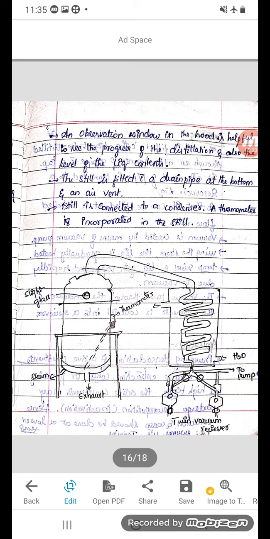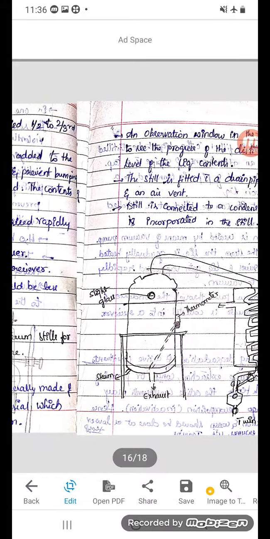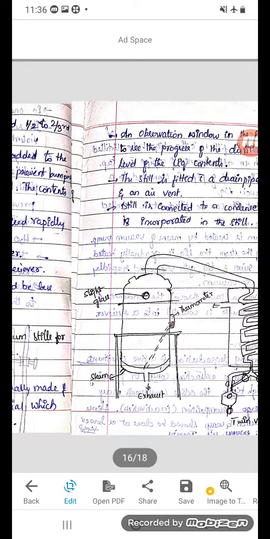It will be connected to the condenser here. The condenser will be like this, with water inlet from this side and outlet from this side, and a pump here. Then it will be connected to the vacuum receiver on one side. These two are the twin vacuum receivers that will convert the liquid into vapors at a faster rate. So with respect to the industrial scale also I have given how it works, the construction, application and all.